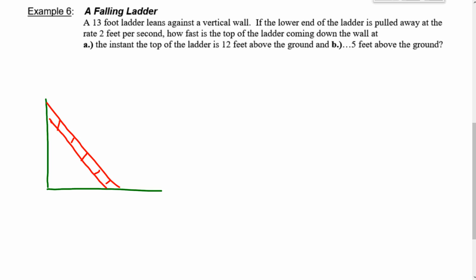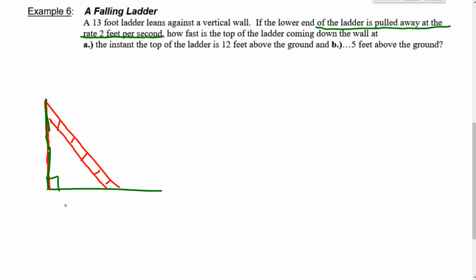All right, let's take a look at example 6, the falling ladder problem. A 13-foot ladder leans against a vertical wall. So we have our vertical wall over here on the left. It makes a right angle with the ground. The lower end of the ladder is pulled away from the wall at a rate of 2 feet per second.